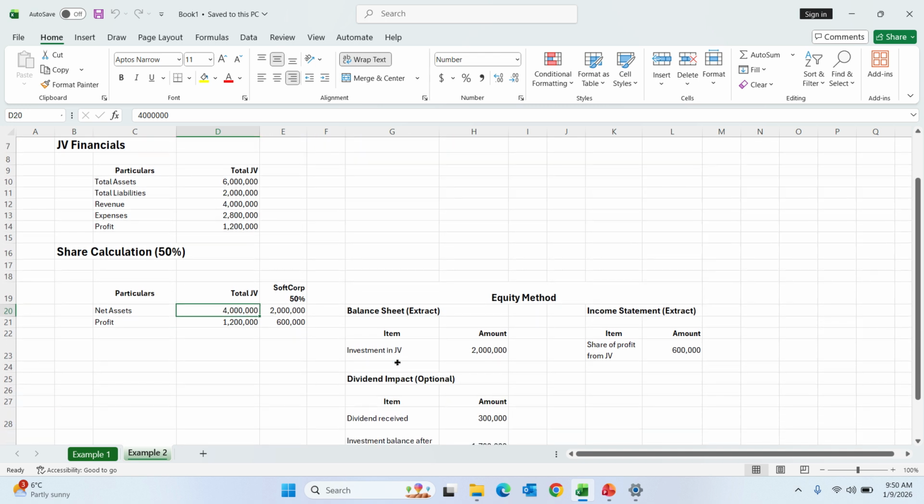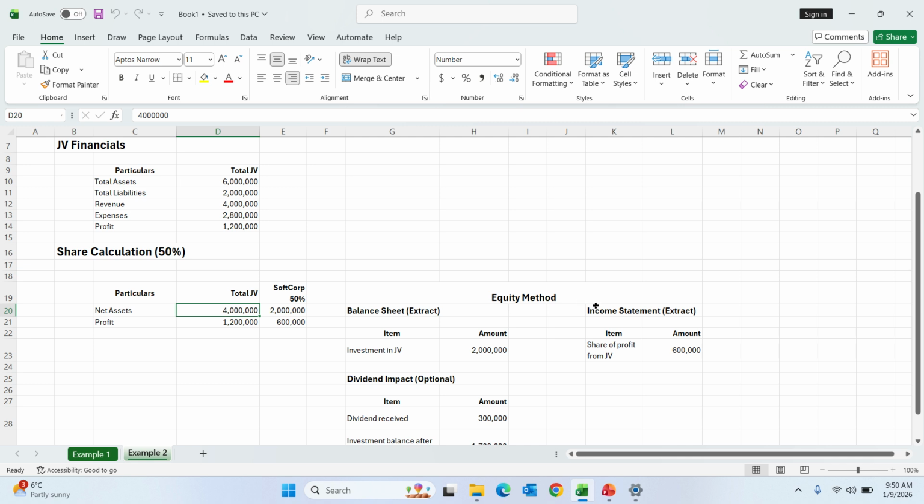How will it record it in its balance sheet? It will not add it into the previous assets and liabilities. It will create a new non-current asset, investment in joint venture, with the amount of 2 million.